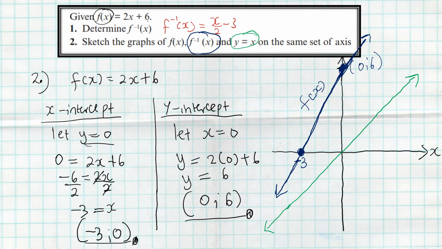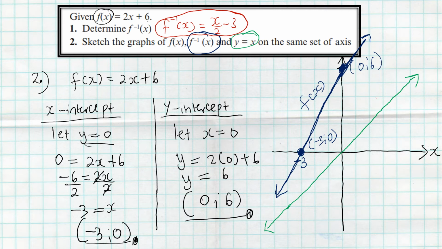I'll just use a red color, maybe dark red. To sketch the inverse, what do we do? We swap the points of the original graph. Oh, I forgot to write this one. Here it was minus 3 and 0. So to sketch the inverse of this graph, we just swap the points of the original graph, you see. It's very simple. Or because you have already determined the equation there, you can just go and sketch that graph. But an easier method is to swap the points of the original graph, because the inverse is just reflected about the line y equals x.